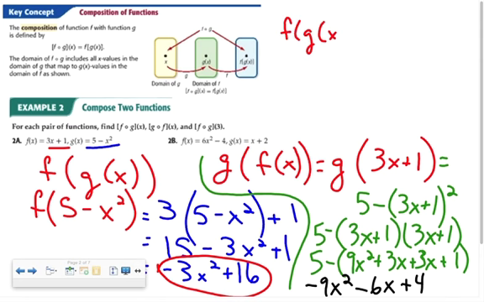So the f of g of 3 is negative 3 times 3 squared plus 16.